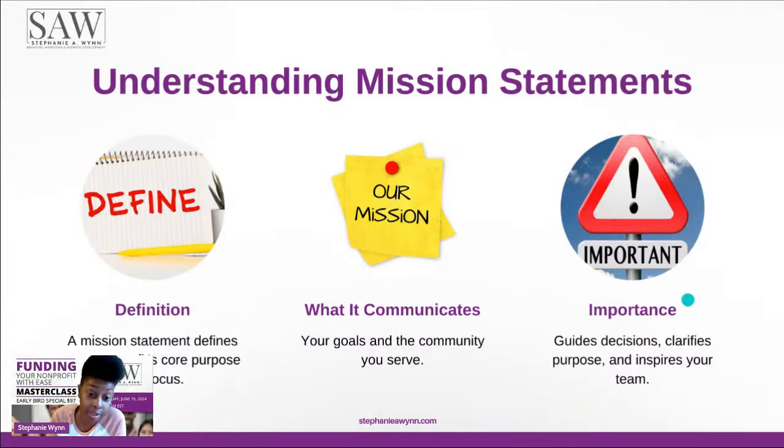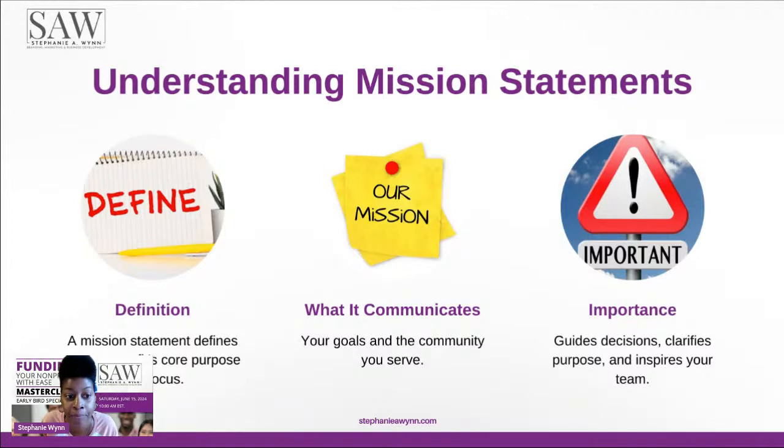It's just simple. It needs to say your goals and the community that you serve. So you're going to define first. You've got to communicate who you're serving and the goals. And then number three, the importance: it guides your decision, it clarifies your purpose, and it inspires your team.